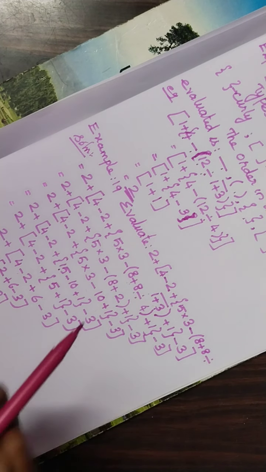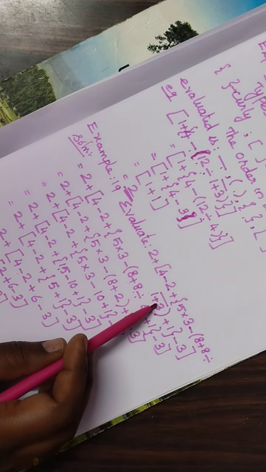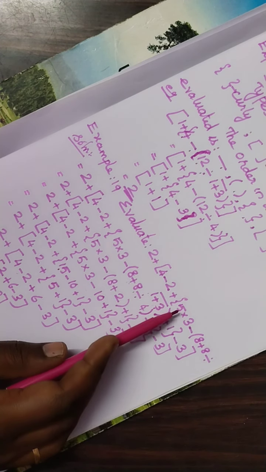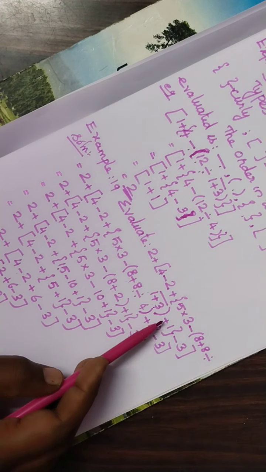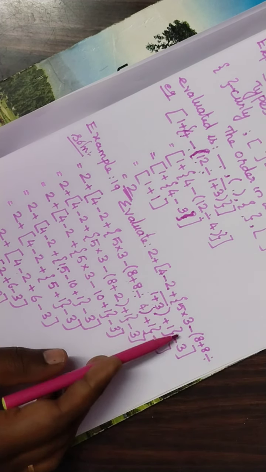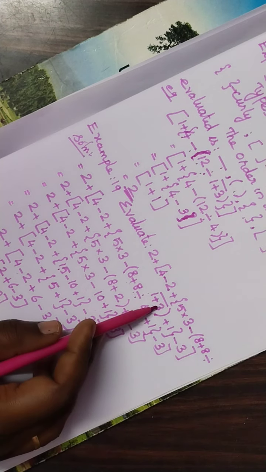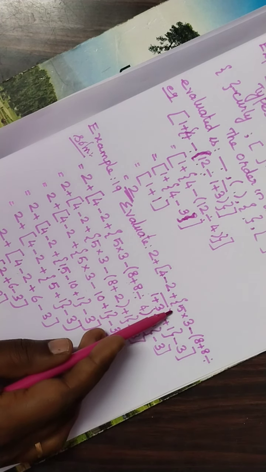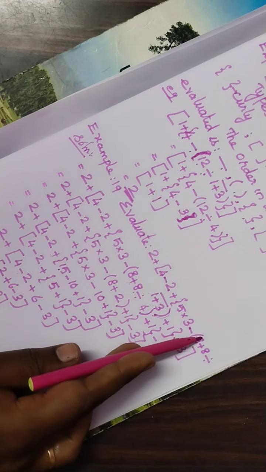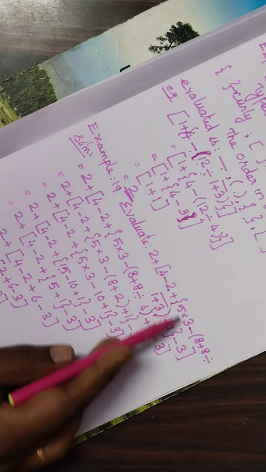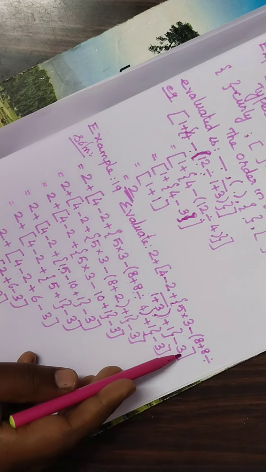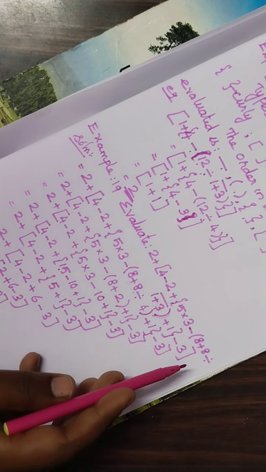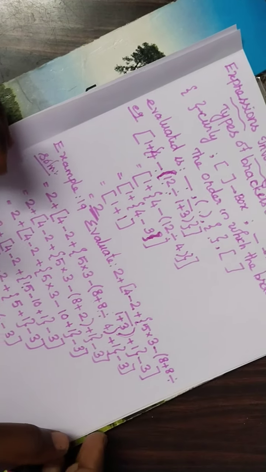Here all the brackets are present: first the line bracket, then the rounded bracket, curly bracket, and box bracket. First you find out the value for the line bracket, then the rounded bracket value, then the curly bracket. Last you find out the box bracket value. Okay, then next question.